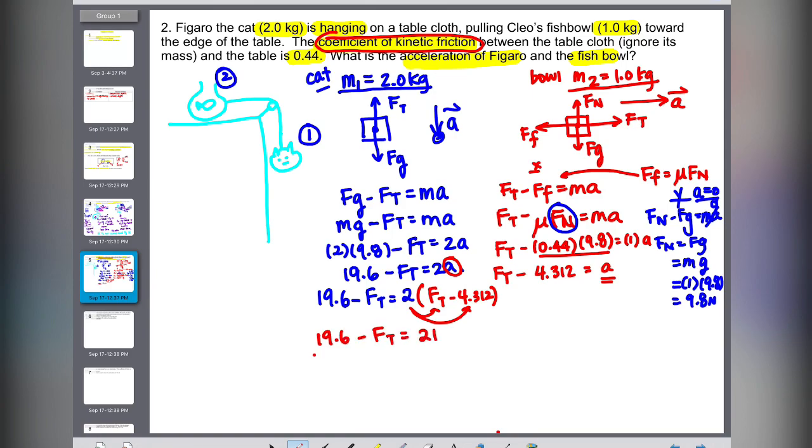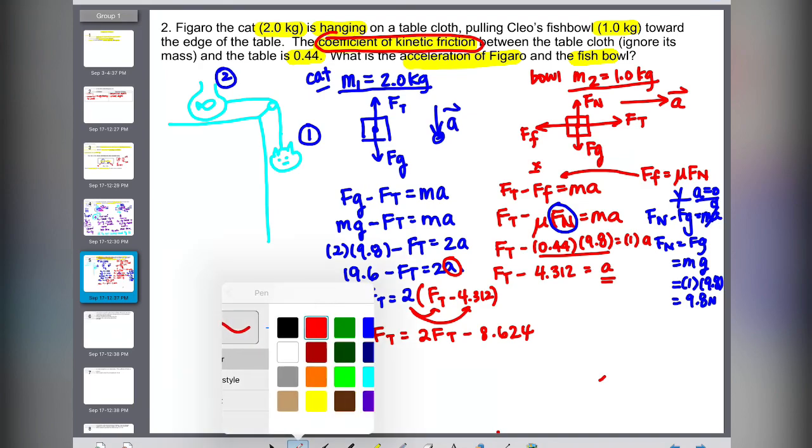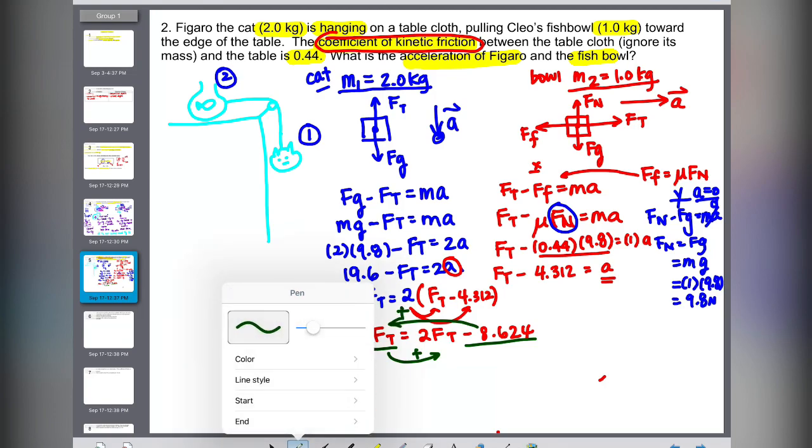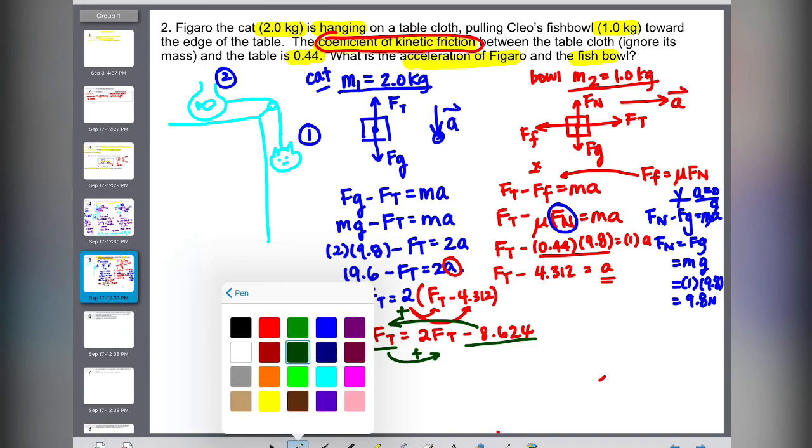So 19.6 minus Ft equals 2Ft minus 2 multiplied by 4.312. Collect the like terms, bring all the t's to one side and all the numbers to the other side. This is a minus, I'm going to bring that over, it becomes a plus. This is also a minus, I'm going to bring all the way over and it becomes a plus. I'm just gathering the like terms.